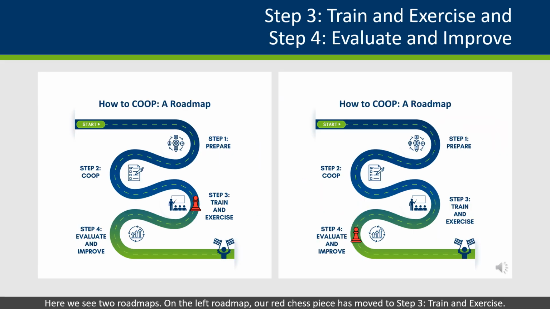Here we see 2 roadmaps. On the left roadmap, our red chess piece has moved to step 3, train and exercise. On the right roadmap, our red chess piece has moved to step 4, evaluate and improve. In this webinar, we will focus on identifying how an organization may implement some strategies and tactics related to training and exercising the COOP plan. We will build on what we discussed in webinars 1 through 5.